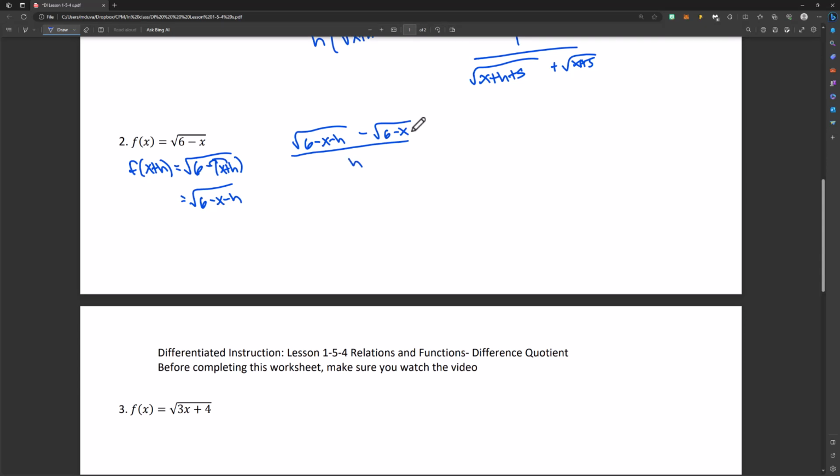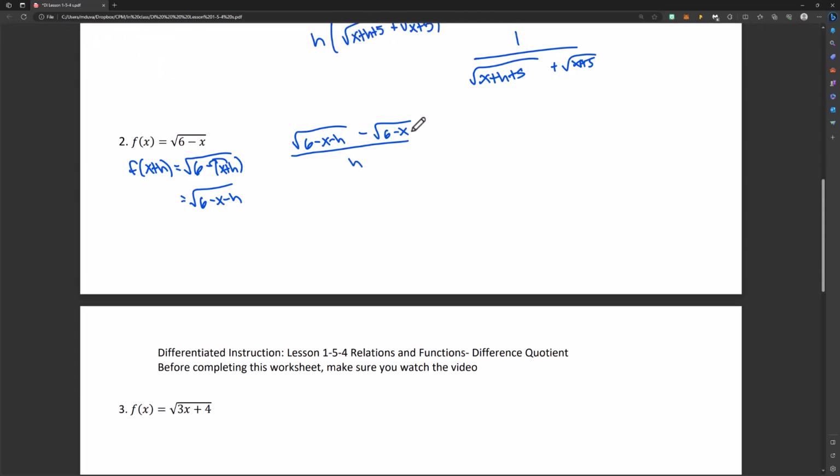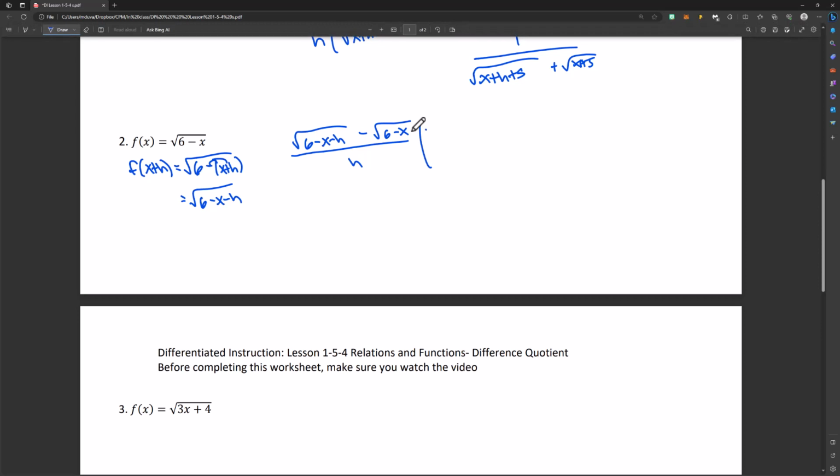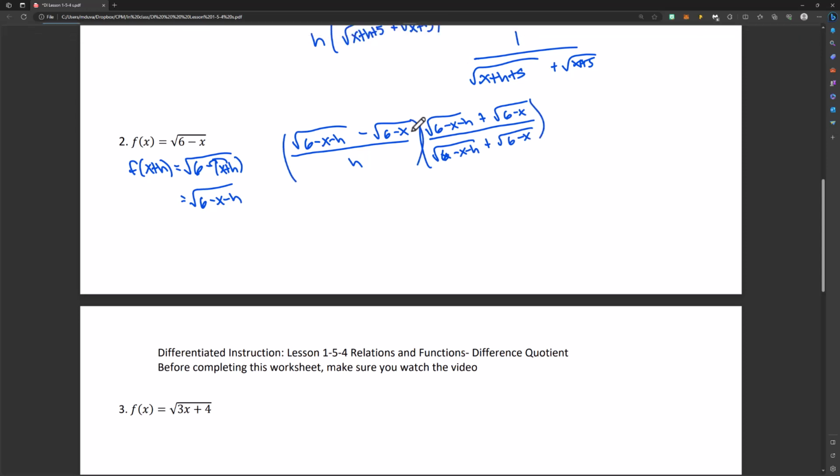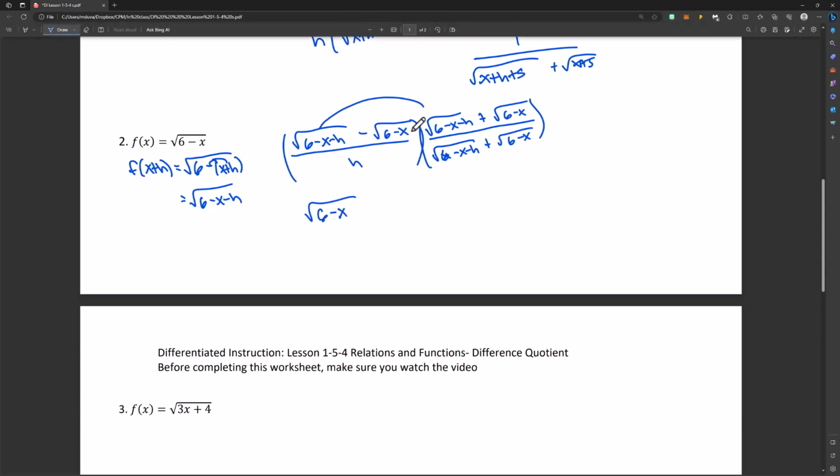Now the strategy, because it's a square root, is you're going to multiply the numerator and the denominator by the conjugate. So the square root is 6 minus x minus h plus square root is 6 minus x. You do that to the top and the bottom. So now we want to multiply that out. So first, so the square root of 6 minus x minus h, and that's two of them, so squared.